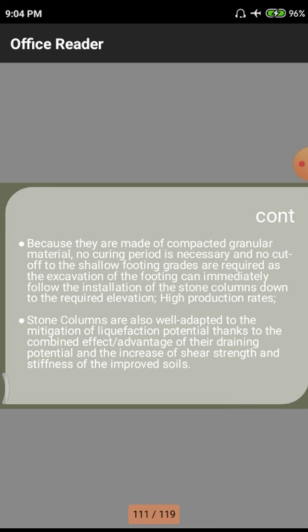Because of these compact granular materials, no curing period is necessary and no cutoff of the shallow footing grades is required, as the excavation of the footing immediately follows the installation of the stone column down to the required elevations. The last point is high production rates. These stone columns can be constructed at a high production rate with less time and less labor. Previously we used sand drains and other methods, which are similar to stone columns, but stone columns give a huge improvement in soil bearing capacity.